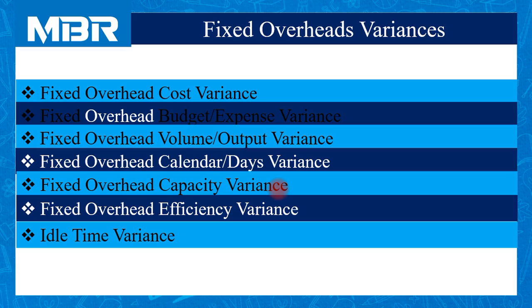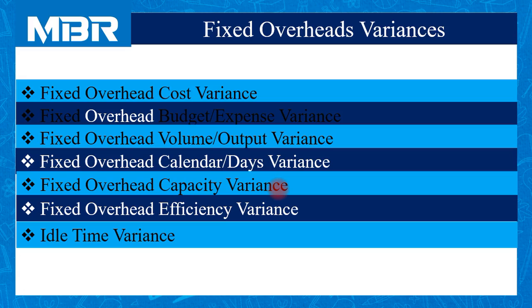So we can calculate a maximum of 7 variances related to fixed overheads. I repeat for your reference: fixed overhead cost variance, fixed overhead budget or expense variance, fixed overhead volume or output variance, fixed overhead calendar or days variance, fixed overhead capacity variance, fixed overhead efficiency variance, and IT variance.